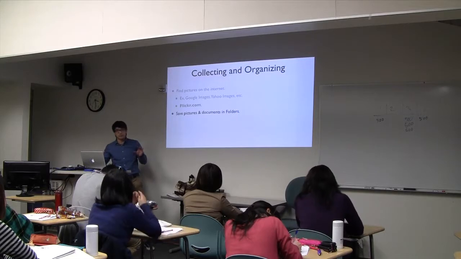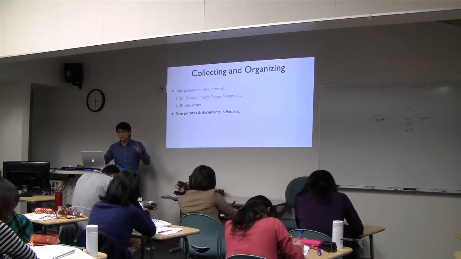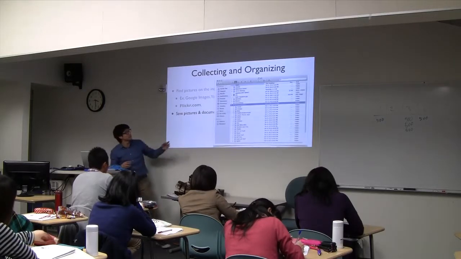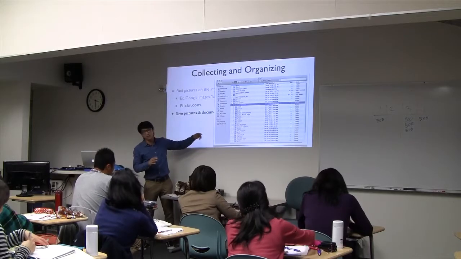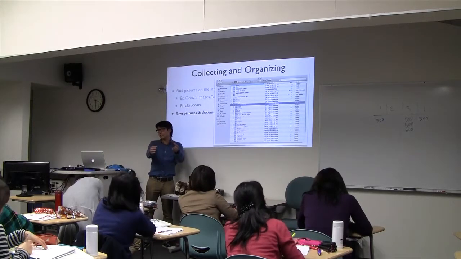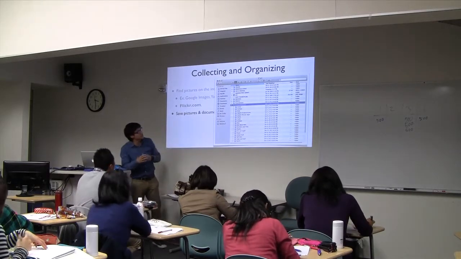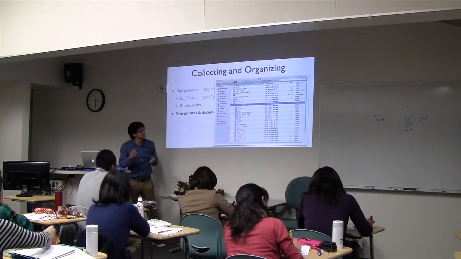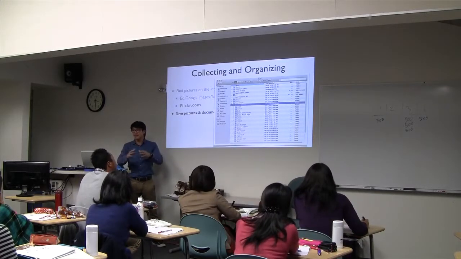Okay, so the most important thing is to save pictures and documents in folders, and then organize them. So this is an example on my computer. I have all my printout materials, which are the pictures I've downloaded from Google, and I put them into categories. So there's action, animals, body, family, and food. And I think that's really important because if you don't have the internet one day, you can still do your work.